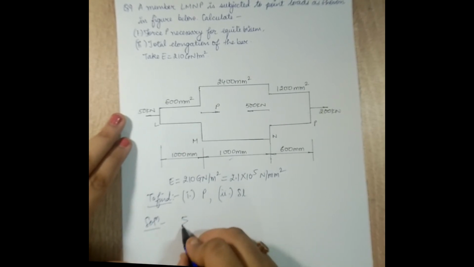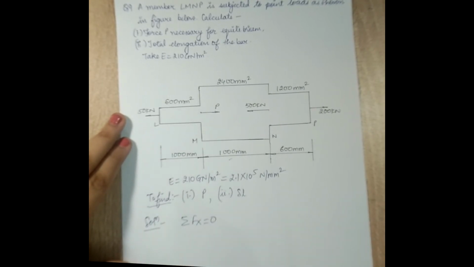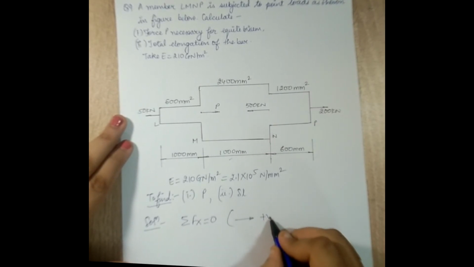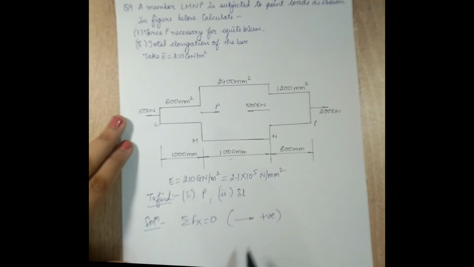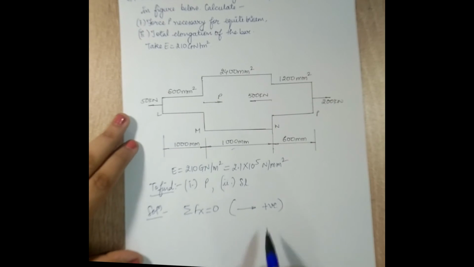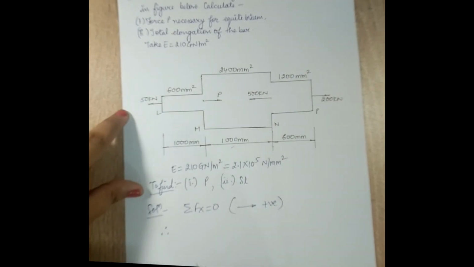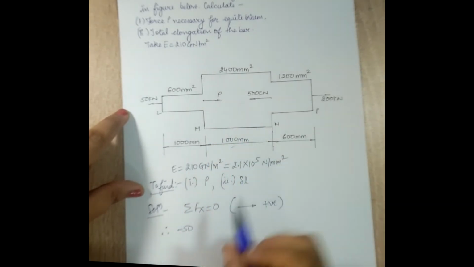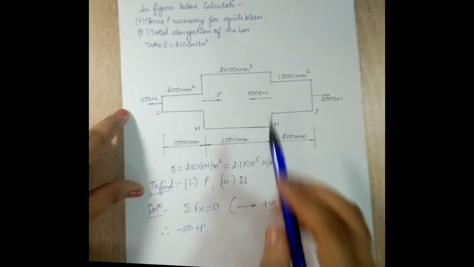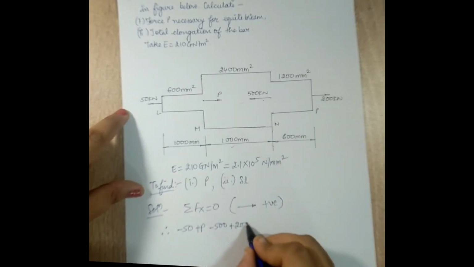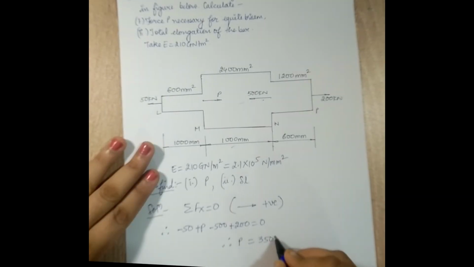I'll use the formula summation of force along x-axis is equal to 0. I have taken any force going towards the right as positive and any force going towards the left direction as negative. This is D'Alembert's principle and this is my sign convention. Therefore, 50 goes towards the left, so I take minus 50, P going towards the right plus P, 500 going towards the left minus 500 and 200 going towards the right plus 200 is equal to 0. When I solve this, I get the value of P as 350 kilonewton.